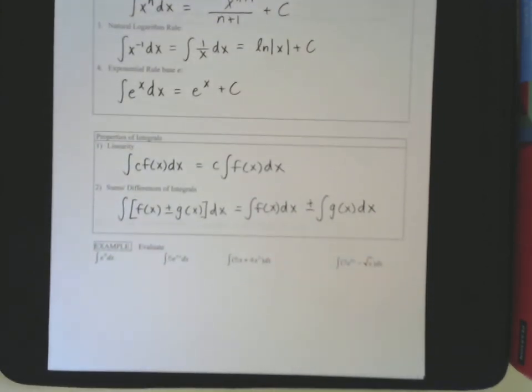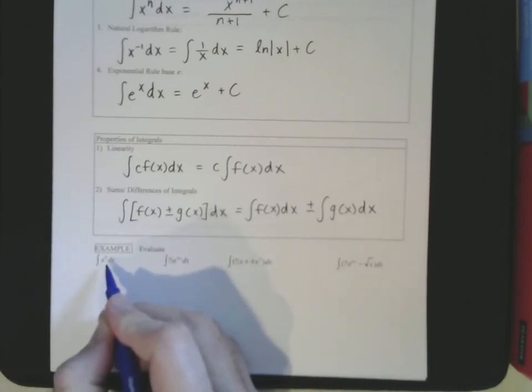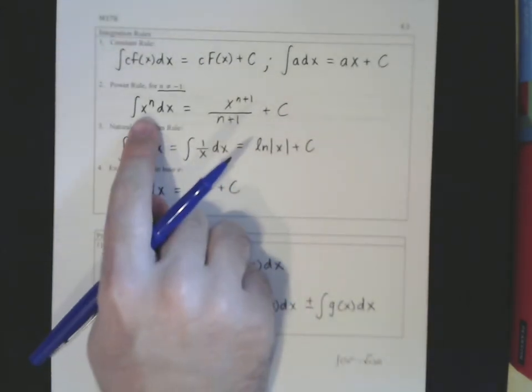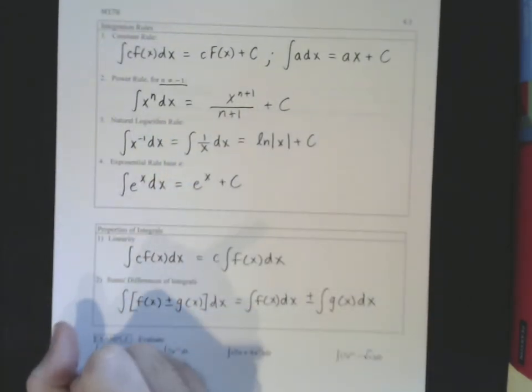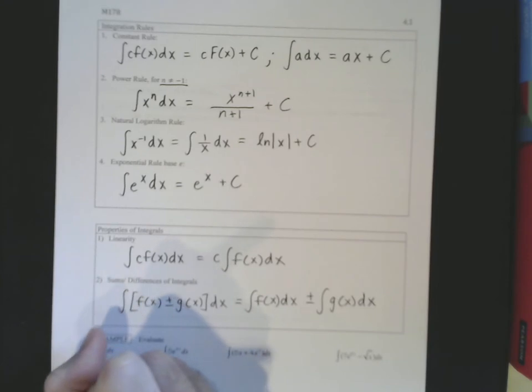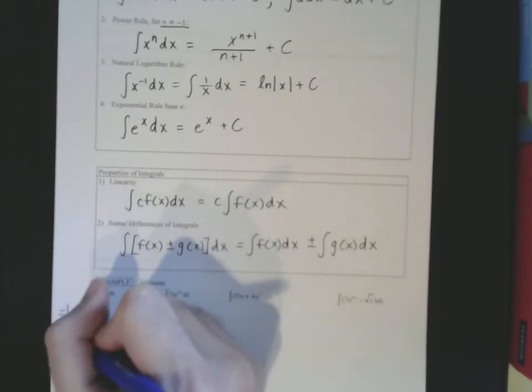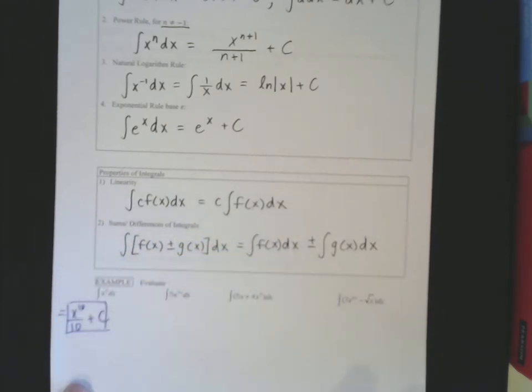Okay, so let's look at a couple examples here. This is just applying our rules in combination. So we want to integrate x to the 9th dx. So we're coming up to our power rule. So n is 9. So this is going to be x to the 10th divided by 10 plus c. 9 plus 1 is 10. So that's our final answer.